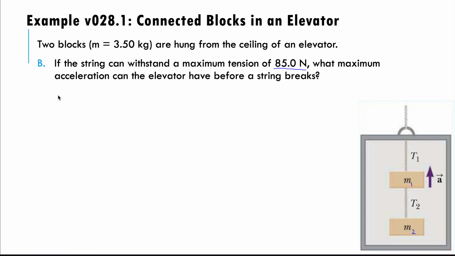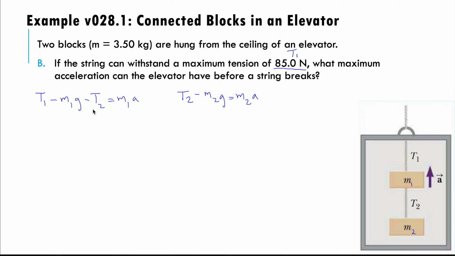So what we can do is we're still going to need both equations, but we have to realize that this 85 is going to be T1. So we can write down the equations that we found last time. T1 minus M1G minus T2 equals M1A. And now the other equation that we found, T2 minus M2G equals M2A, I'll write it down. Right, if we know T1 is 85, we're trying to find A.